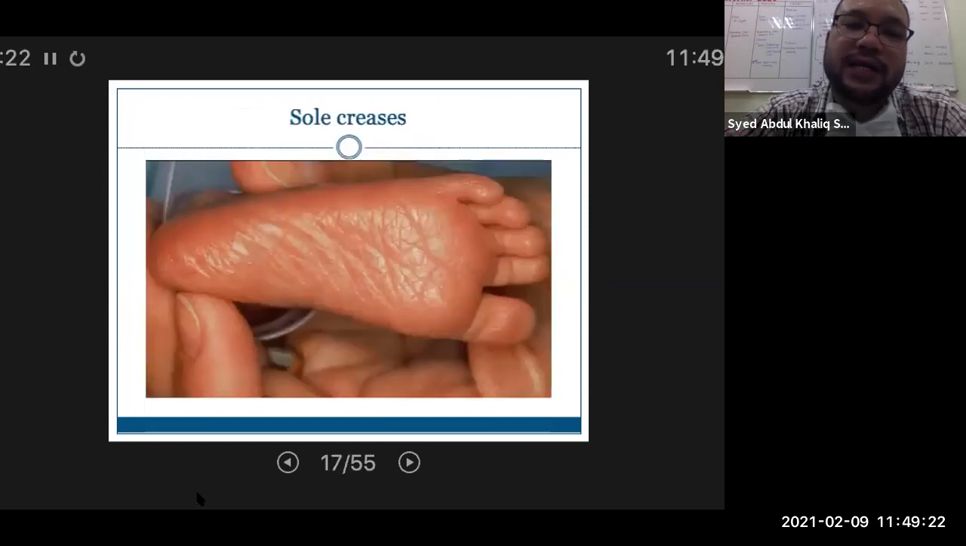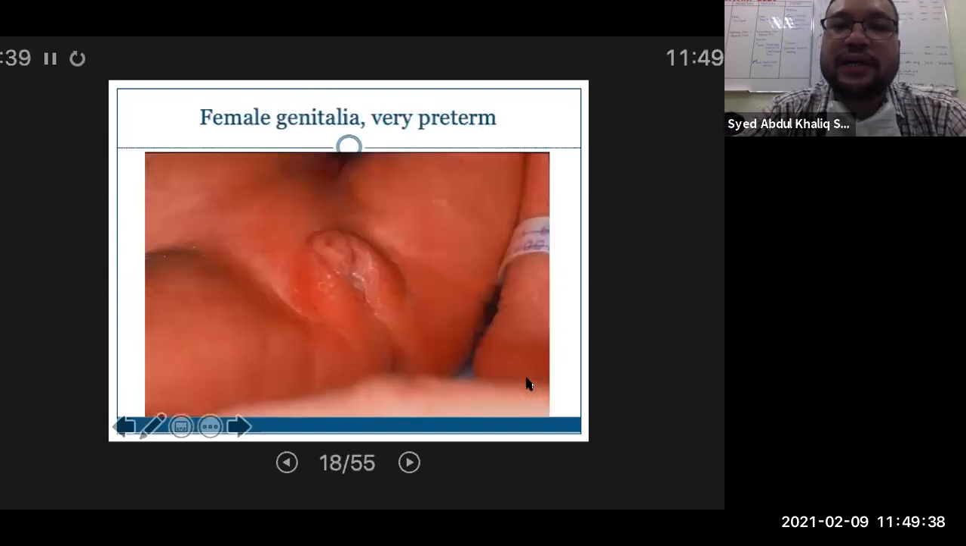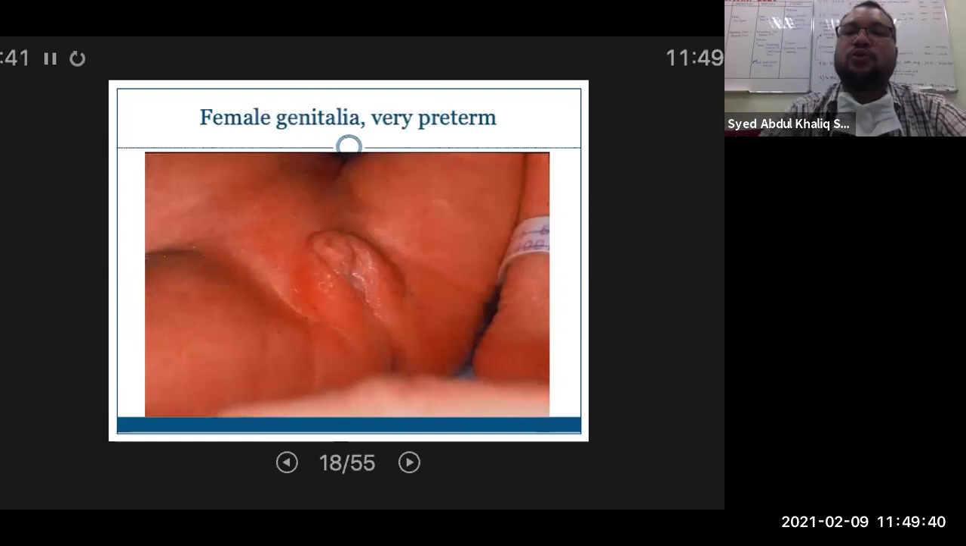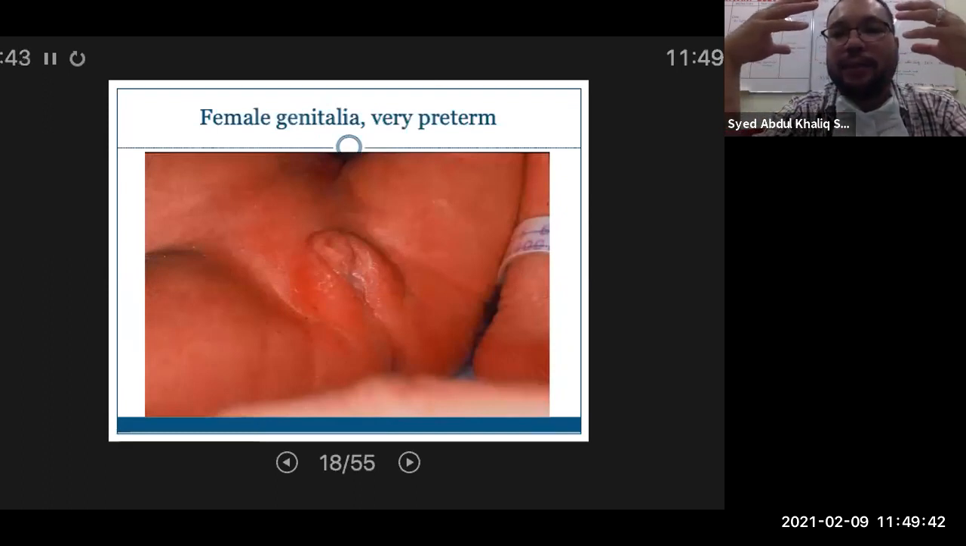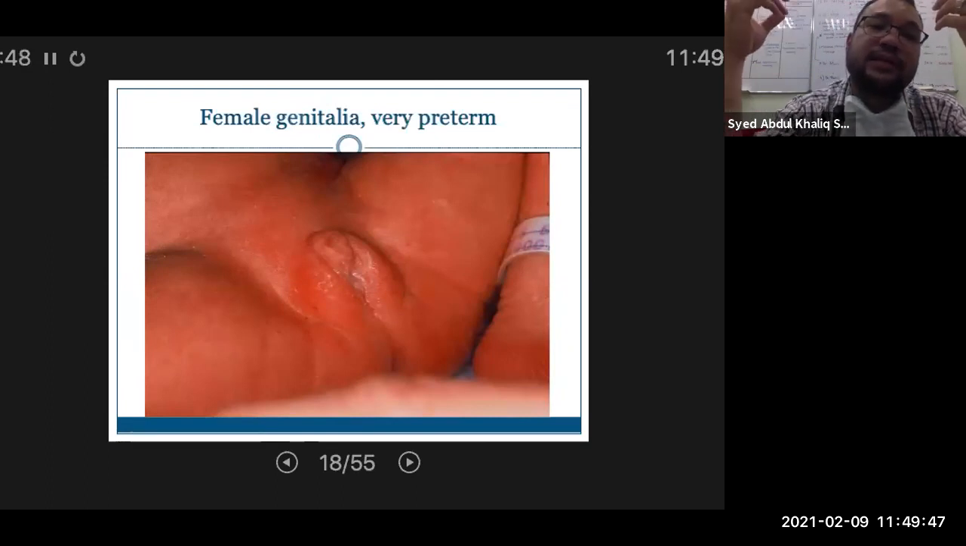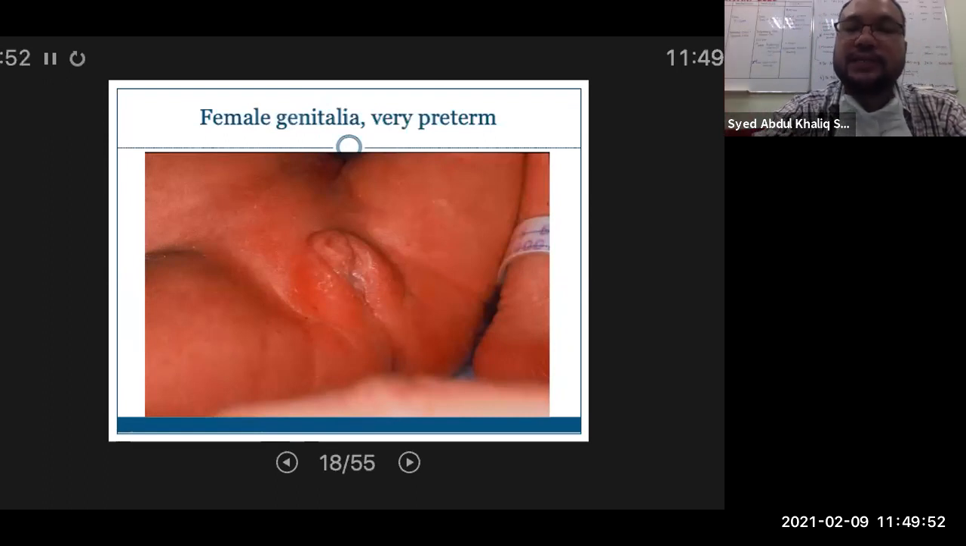So plantar crease, this is what I said. Kalau term baby, you akan see crease dia sampai the whole of the sole. But more premature baby, dia akan clear saja, then 1/3, 2/3, and then the whole sole creased. And then female genitalia wise, so normally the labia majora should be bigger than minora, but in a more premature baby, the minora is bigger, and then it will be the same size, and then baru majora akan bigger.